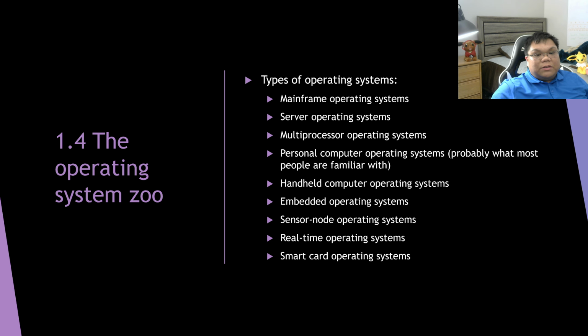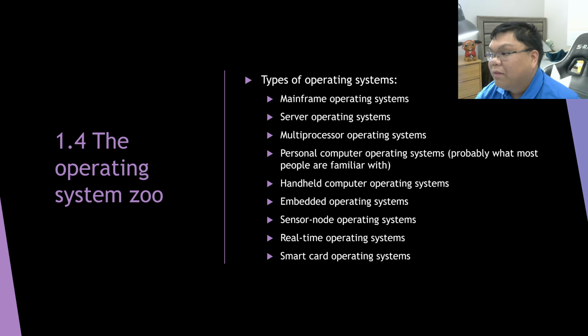1.4 is the operating system zoo, so this is just going to be a list of all the different operating system types there are. This is just an abridged version. You don't have to really know too much about these, but it's a good idea to look through these individual sections. So we have operating systems for mainframes, servers, multiprocessor operating systems, personal computing operating systems, which is probably what you're familiar with, then handheld computing operating systems, embedded operating systems, sensor node operating systems, real-time, and smart card.